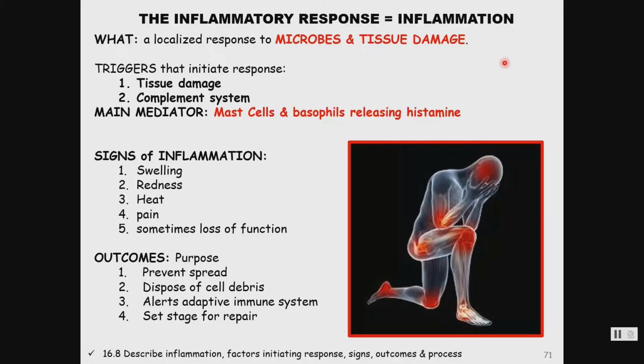So the next part of our innate immune system is going to be the inflammatory response, or it's just called inflammation. This is a response that's going to be localized, and it's going to be in response to microbes or to tissue damage. Things that are going to trigger or initiate inflammation, like the tissue damage. We're going to connect this to the complement system.